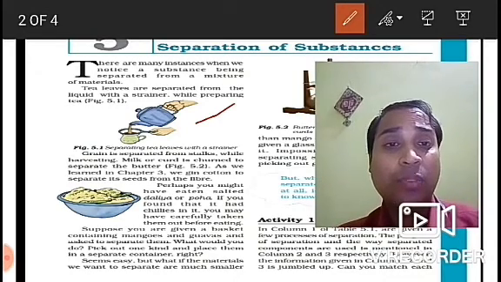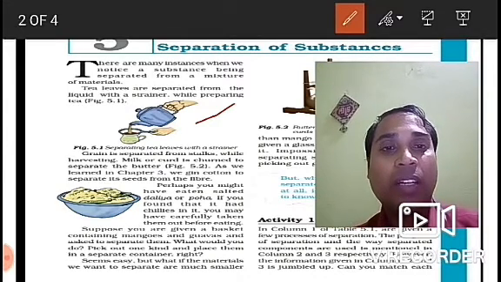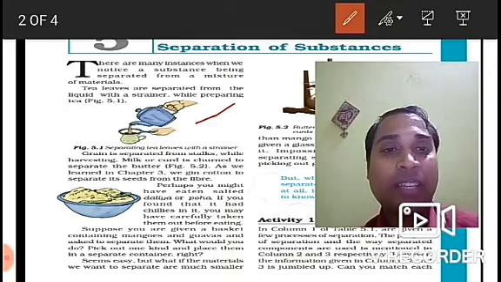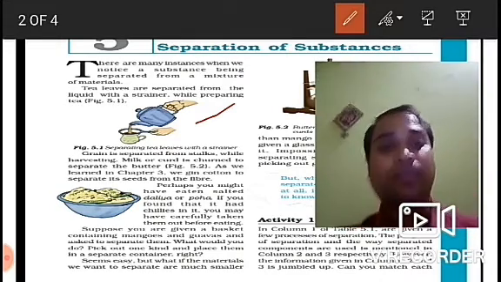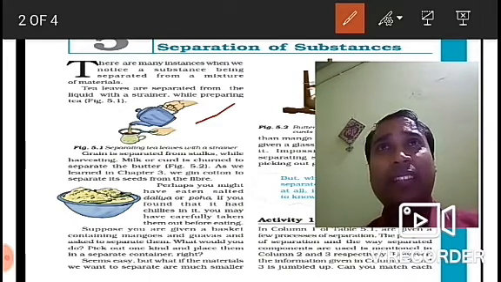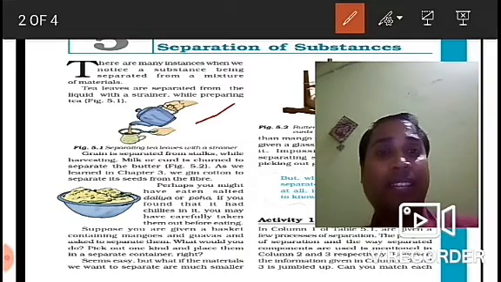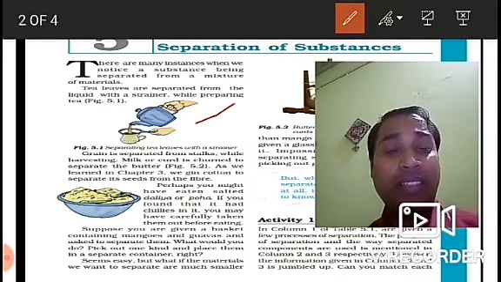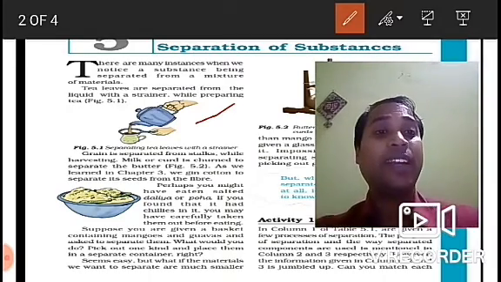Now suppose you are given a basket containing mangoes and guavas and asked to separate them. So what would you do? Pick out one kind and place them in a separate container. So this is how we can separate things from a mixture. Now, separating certain things is quite easy because of their size and their structure, but there are certain things in which you cannot separate the mixtures quite easily.